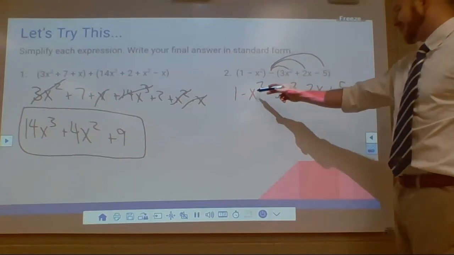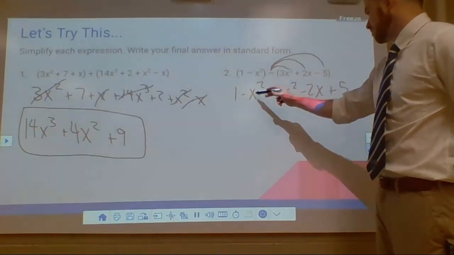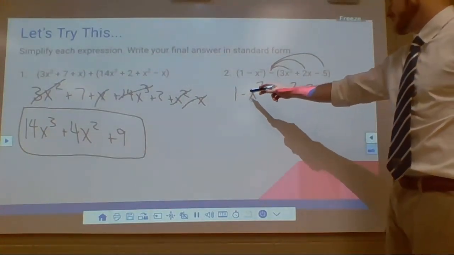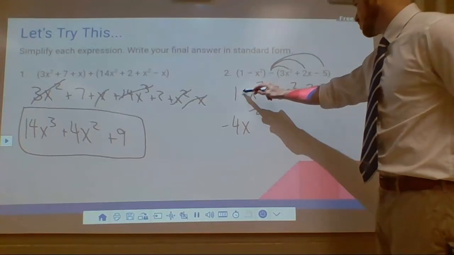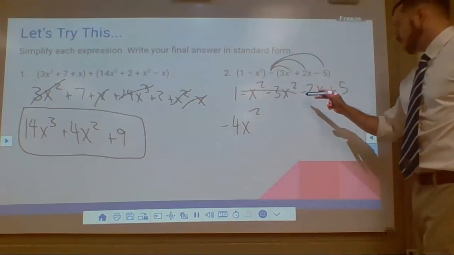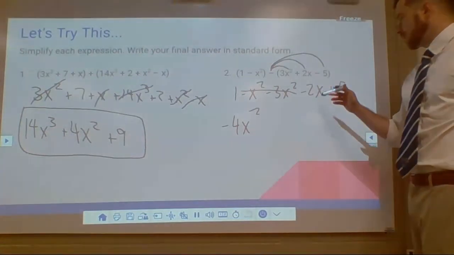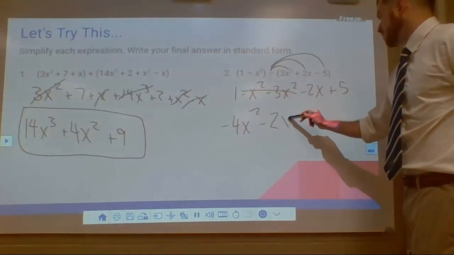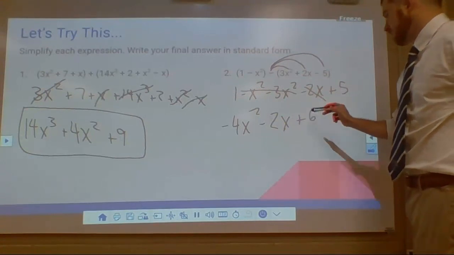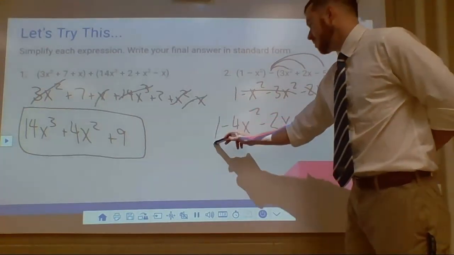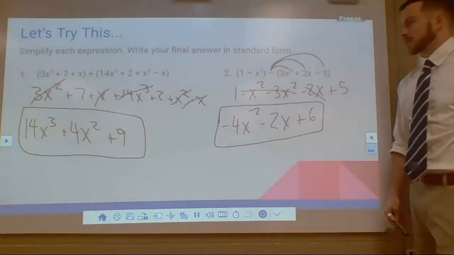So now I see that the highest degree is 2. So I see these right next to each other, negative x squared minus 3x squared. Well, that's like saying negative 1 minus 3, so that's negative 4x squared. And so I can just cross those out. And then minus 2x, there's no other x to the first term. So I'll say minus 2x, and then I can cross that out. And then we have 1 plus 5. 1 plus 5 is 6. So negative 4x squared minus 2x plus 6. That is our final answer, and it's in standard form as we see the degree decreasing for each term.